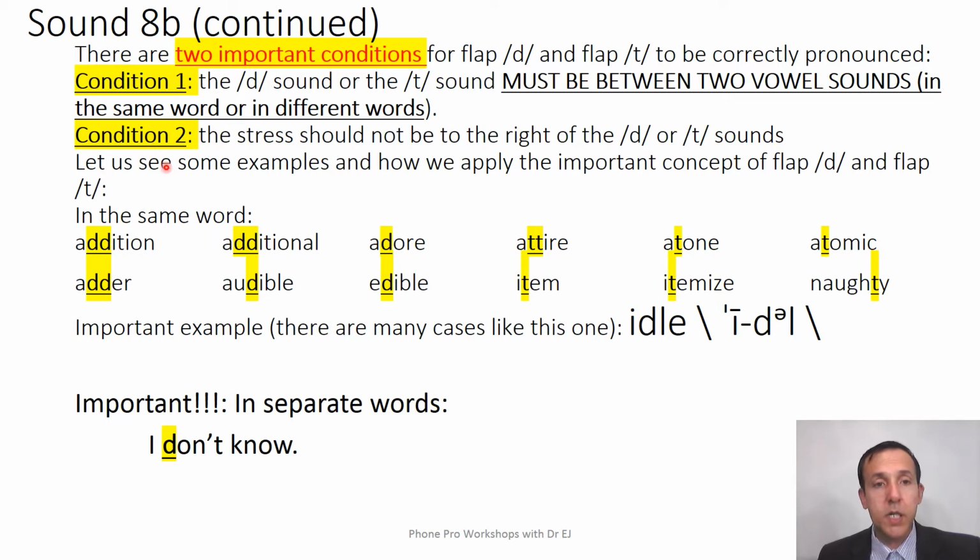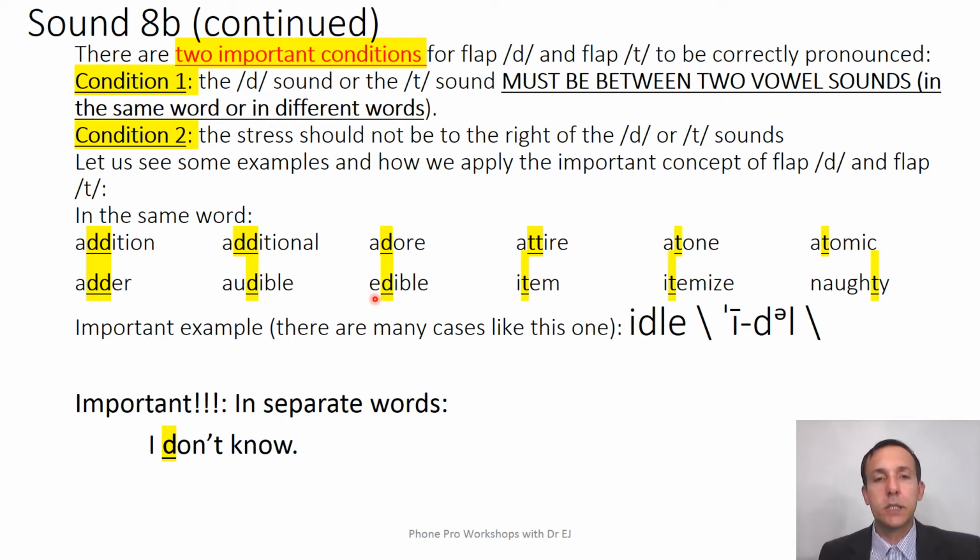Now, condition number 2 states that since the stress is not to the right of D, you pronounce it with the flap D effect, which is audible, audible. If you say it with a full D, that's not correct. Well, it is correct, but it's not commonly heard in the American variant of English. It is common, but it's much more common to hear the flap.